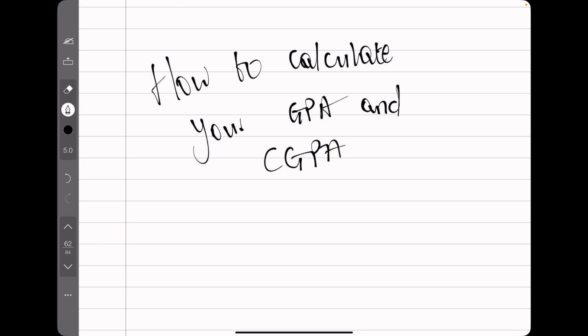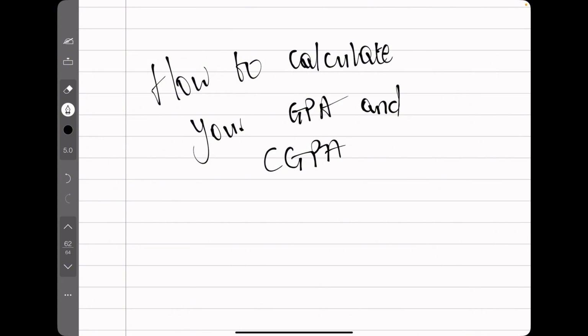Especially for the 100 level students that are just getting to school, you probably might have been wondering, how does this result thing even work? How do they get my CGPA? How do they get my GPA? Some of us think CGPA is probably your alpha semester result plus your omega semester result divided by two. I'm sad to break it to you, but that is not how you calculate your CGPA.